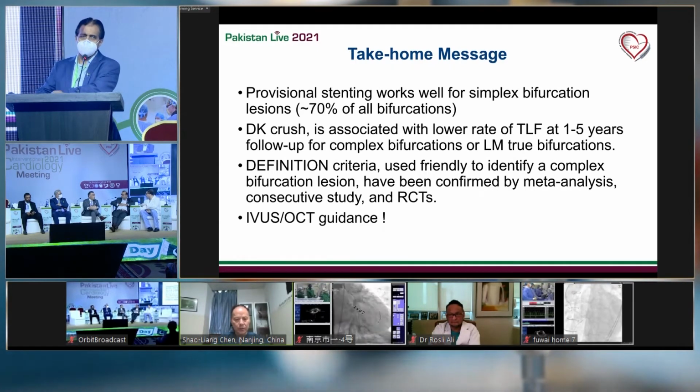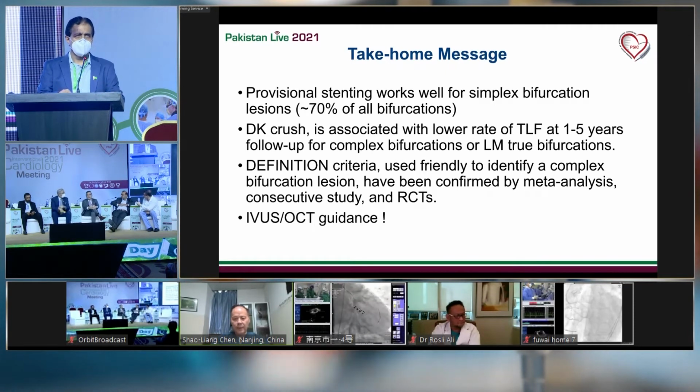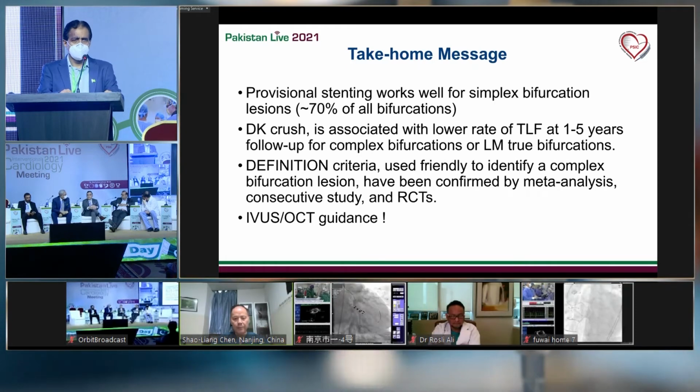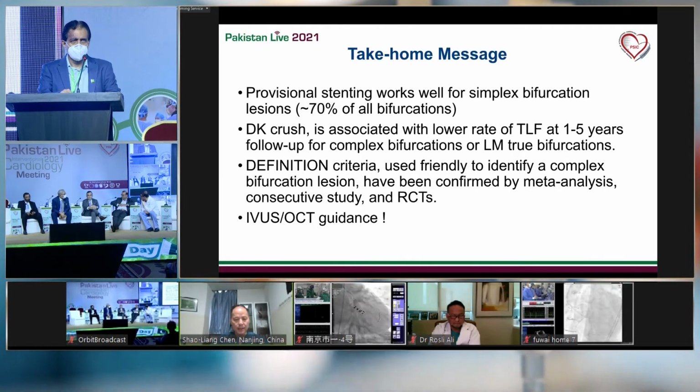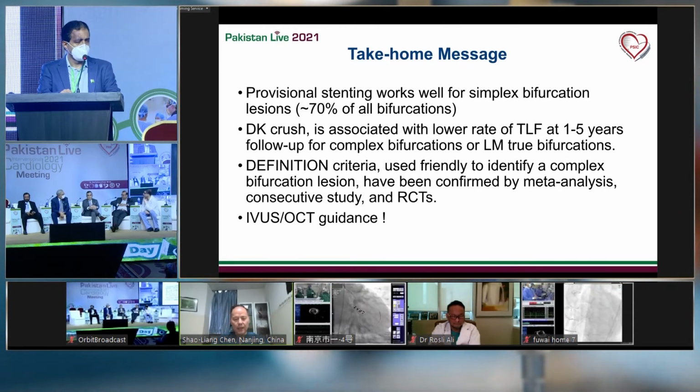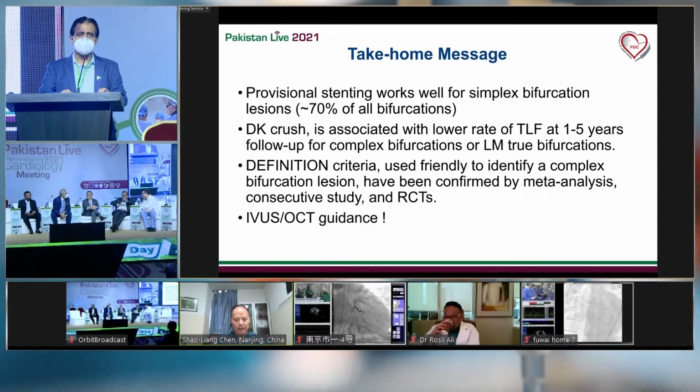I think definite, user-friendly criteria to identify a complex bifurcation lesion have been confirmed by meta-analysis, consecutive studies, and randomized studies too. Finally, I think intravascular imaging is very important to guide the stenting technique and device selection.